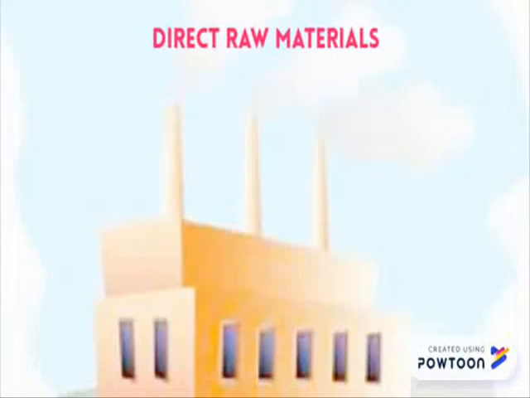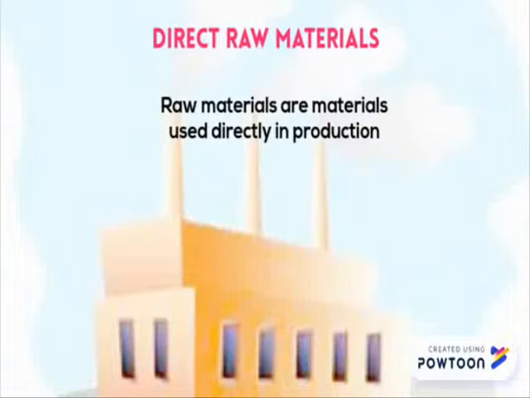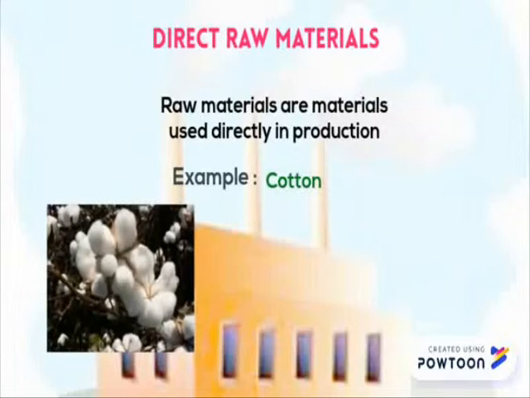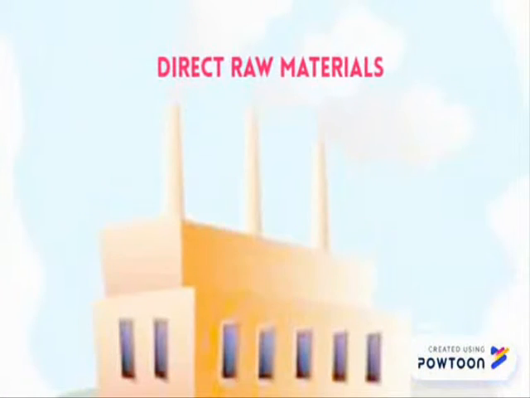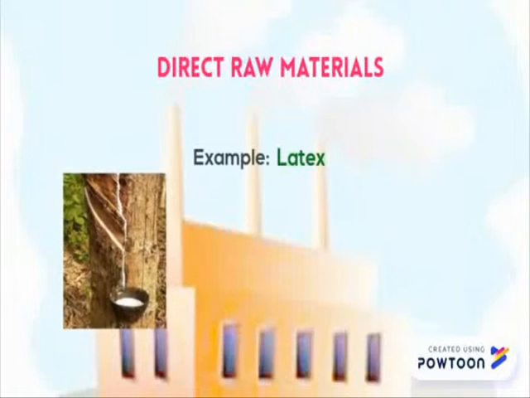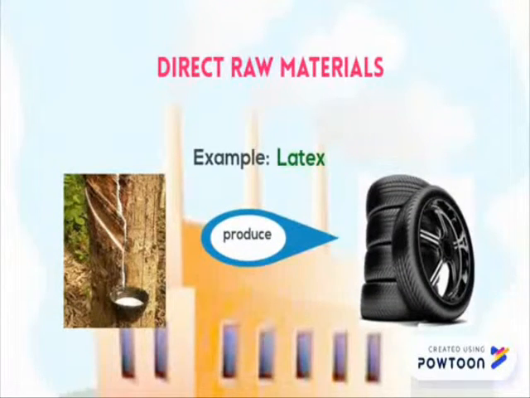Direct raw materials are materials that we use directly in our production. For the first example, we take cotton. From cotton, we produce fabric. Second example is latex. We use latex from the rubber tree to produce tires.